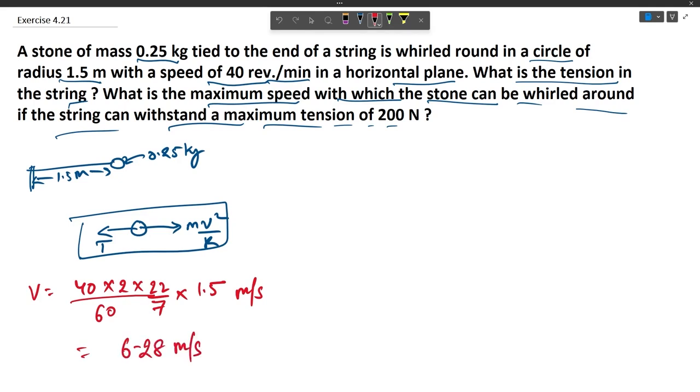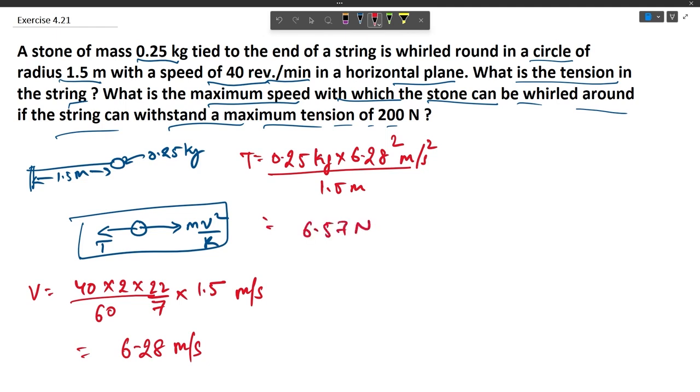per second velocity. Now we can calculate tension as T equals 0.25 kg multiplied by V square, that is 6.28 square, divided by R, that is 1.5 meter. So the magnitude of tension is going to be 6.57 Newton.